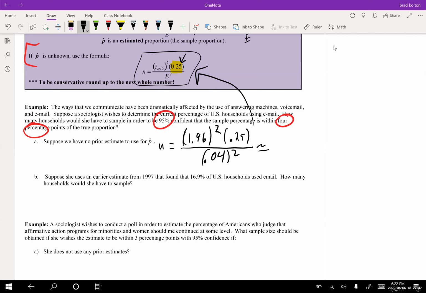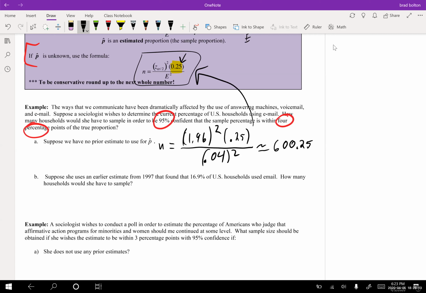So then I plug that in my calculator. I'm going to do 1.96 squared. I'm going to multiply that times 0.25, and then I'm going to divide that by 0.04 squared. And I get 600.25. Now here's where you have to be a little bit careful. Okay, so we get 600.25, all right?